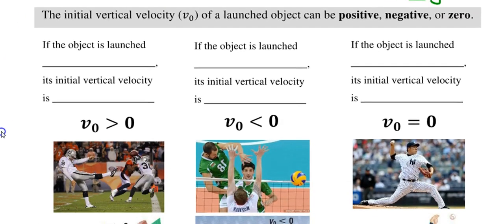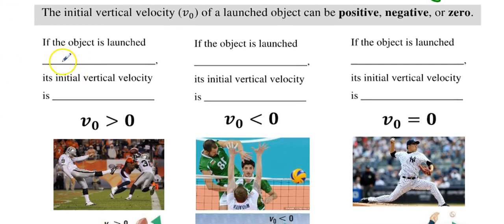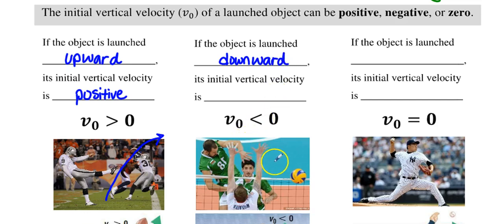There are three possibilities for vertical velocity. If the object is launched upward, as we can see right here, that football started on the ground and is going up, the initial vertical velocity is positive. Velocity greater than 0. If the object is launched downward, you see here the volleyball is getting spiked downwards by that player. The initial vertical velocity is negative.